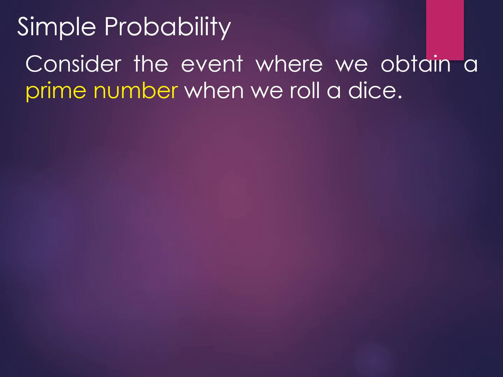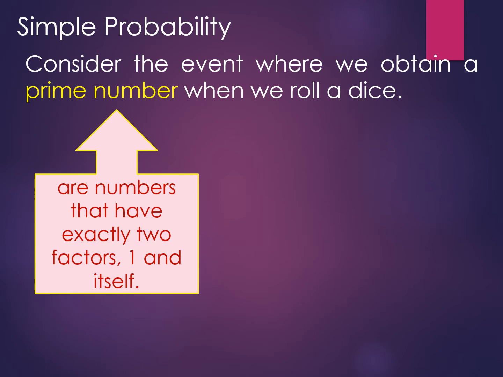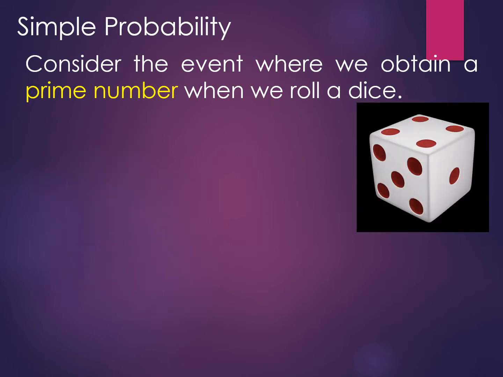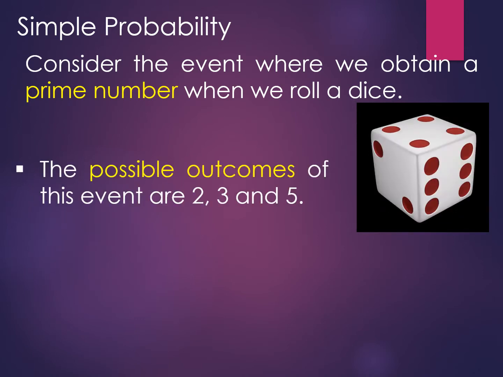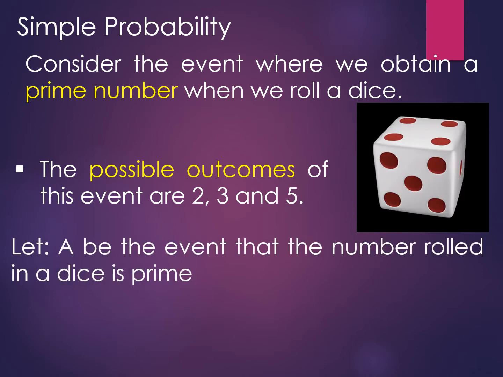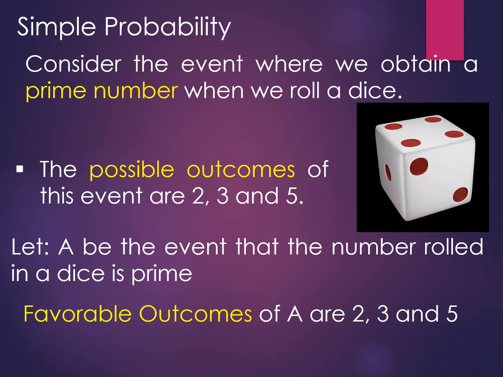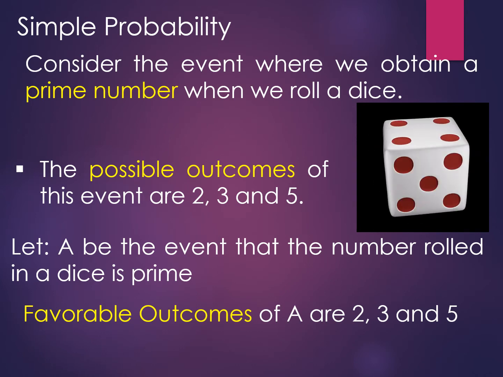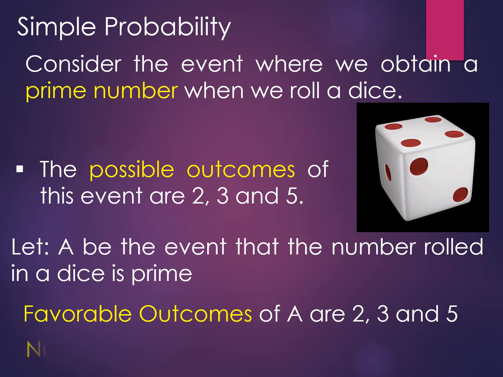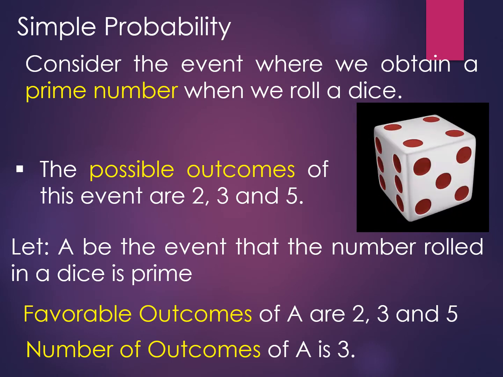Simple probability. Consider the event where we obtain a prime number when we roll a dice. So, to recall, prime numbers are numbers that have exactly two factors, one and itself. The possible outcomes of this event are 2, 3, and 5. Let A be the event that the number rolled on a dice is prime. So the favorable outcomes of A are 2, 3, and 5, since they are prime numbers. So the number of outcomes of A is 3.